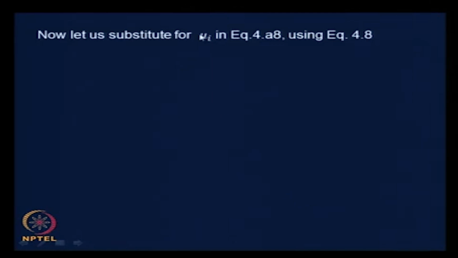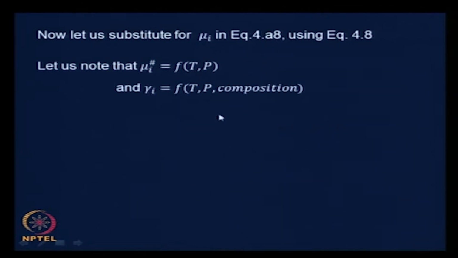Now we will substitute mu I in equation 4.a8 using equation 4.8, and note, this is important, that mu I hash is a function of temperature and pressure alone. See what that means in terms of the partial derivatives in equation 4.a8, that is a big hint. But gamma I is a function of temperature, pressure, and composition as represented by x1, x2 and so on, in terms of mole fractions at this stage.